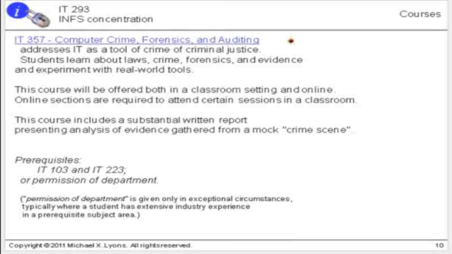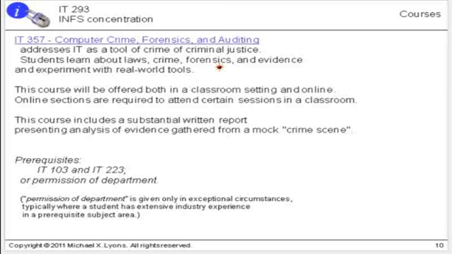IT 357 covers information technology in the context of criminal justice. So IT as a tool to commit crime, and IT as a tool to prevent or detect crime, and once a crime has been detected, then going through the legal process. We spent a lot of time talking about computer-related law, computer-related crime, forensics, particularly in the computer environment.